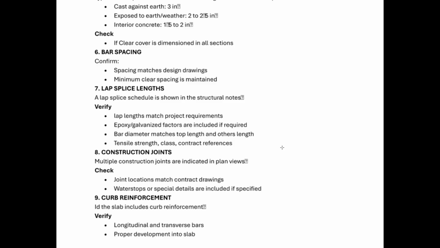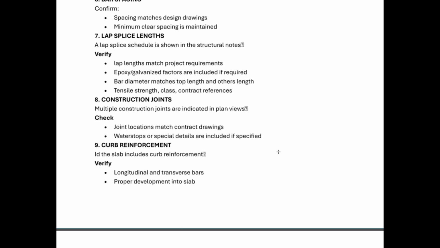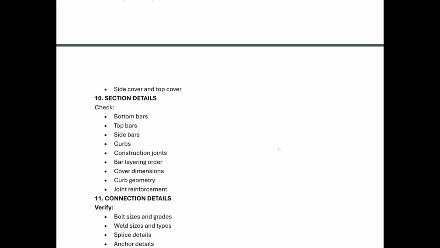Construction joints. Multiple construction joints are indicated in plan views. Check that the joint locations match the contract drawings. Water stops or special details are included if specified. Curb reinforcement. If the slab includes curb reinforcement, verify the longitudinal and transverse bars are properly developed into the slab. Also, you need to check the side cover and the top cover.